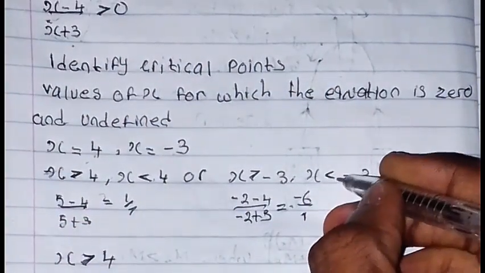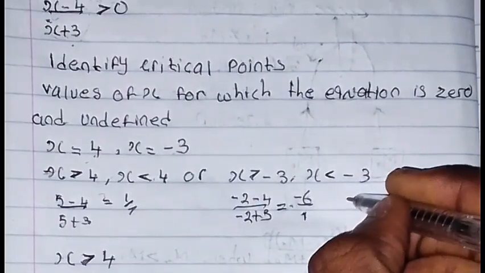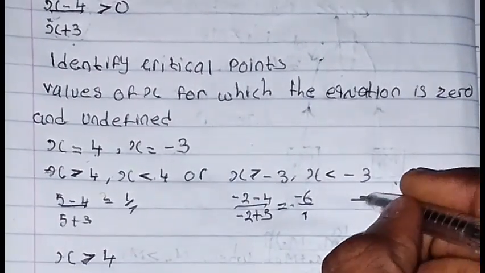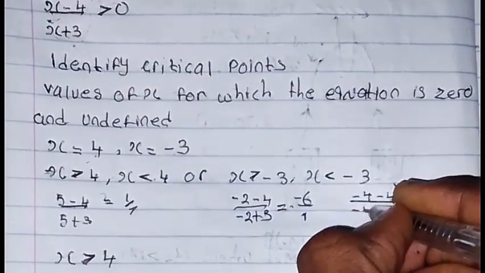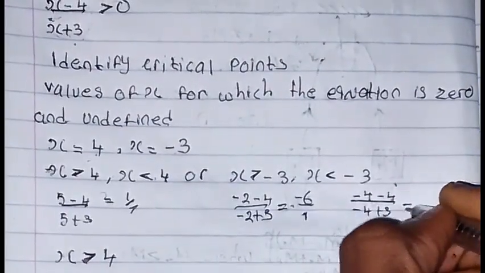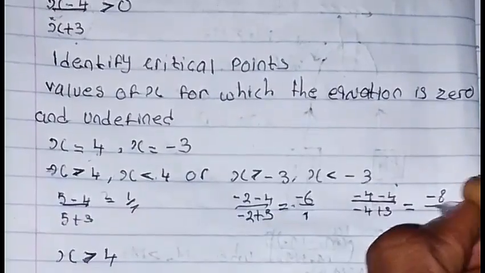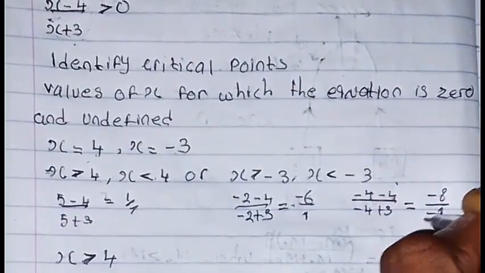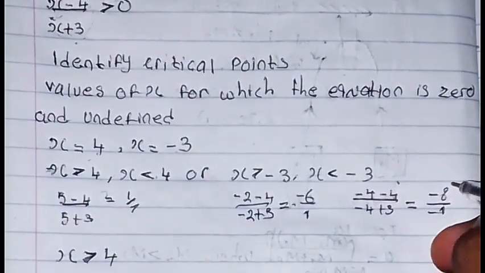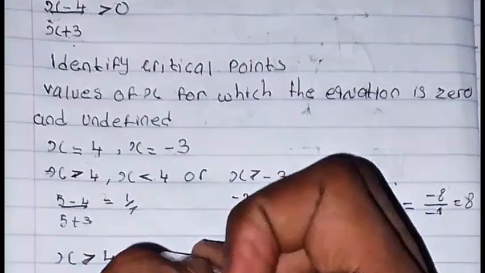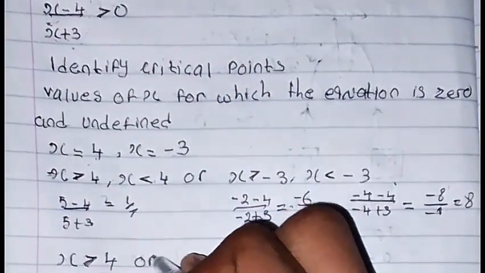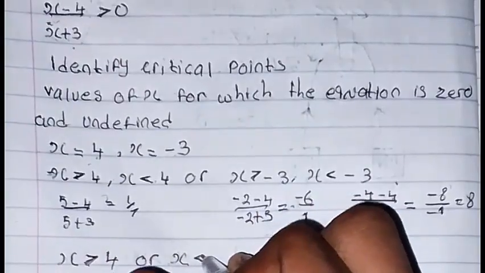So let's try out x less than minus 3. We would have a value less than minus 3, say minus 4, over minus 4 plus 3. Minus 4 minus 4 is minus 8. Minus 4 plus 3 is minus 1. Negative cancels negative to give us positive, and 8 divided by 1 is equal to 8. So this is one of our values. Alright, so x greater than 4 or x less than minus 3.